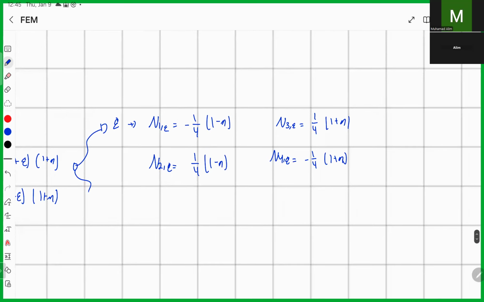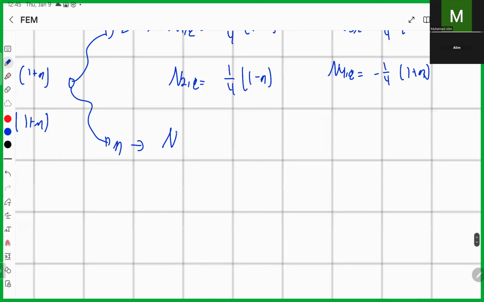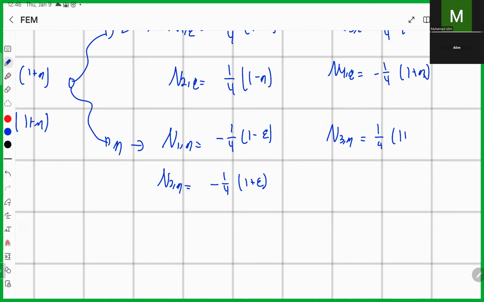And then here we have with respect to eta: minus 1 per 4, 1 minus xi, minus 1 per 4, 1 plus xi, 1 per 4, 1 plus xi, and N4 eta equals 1 per 4, 1 minus xi. So we have this.